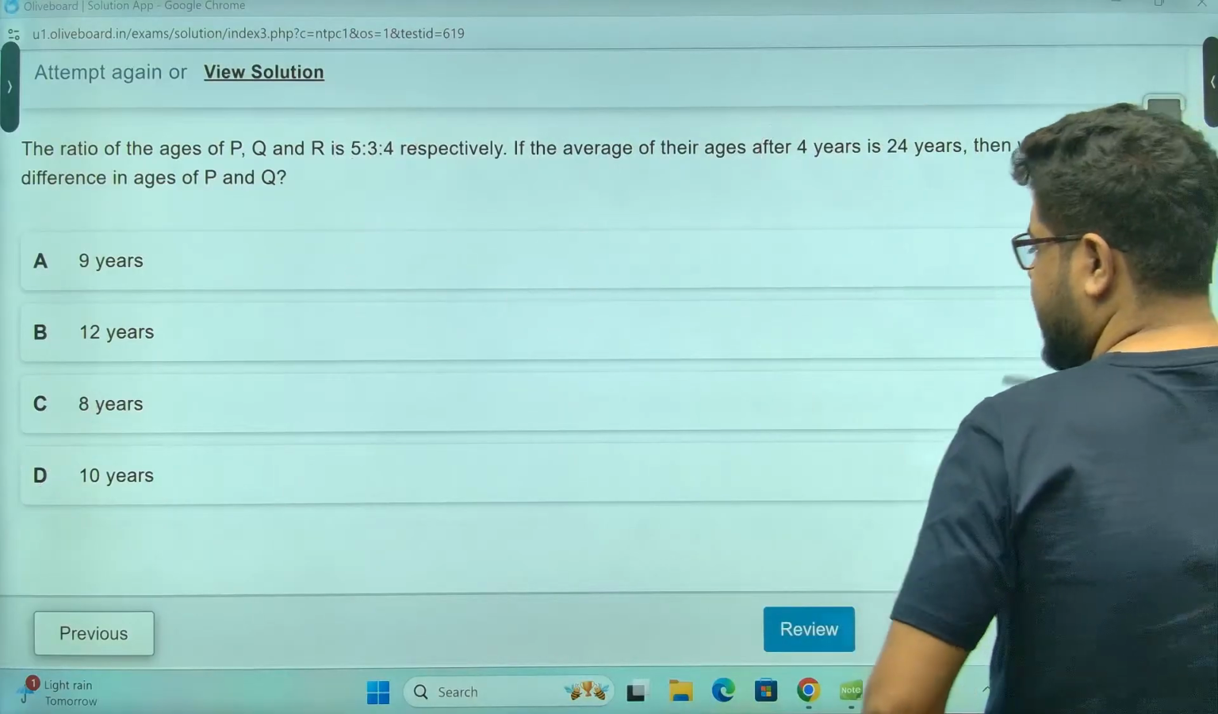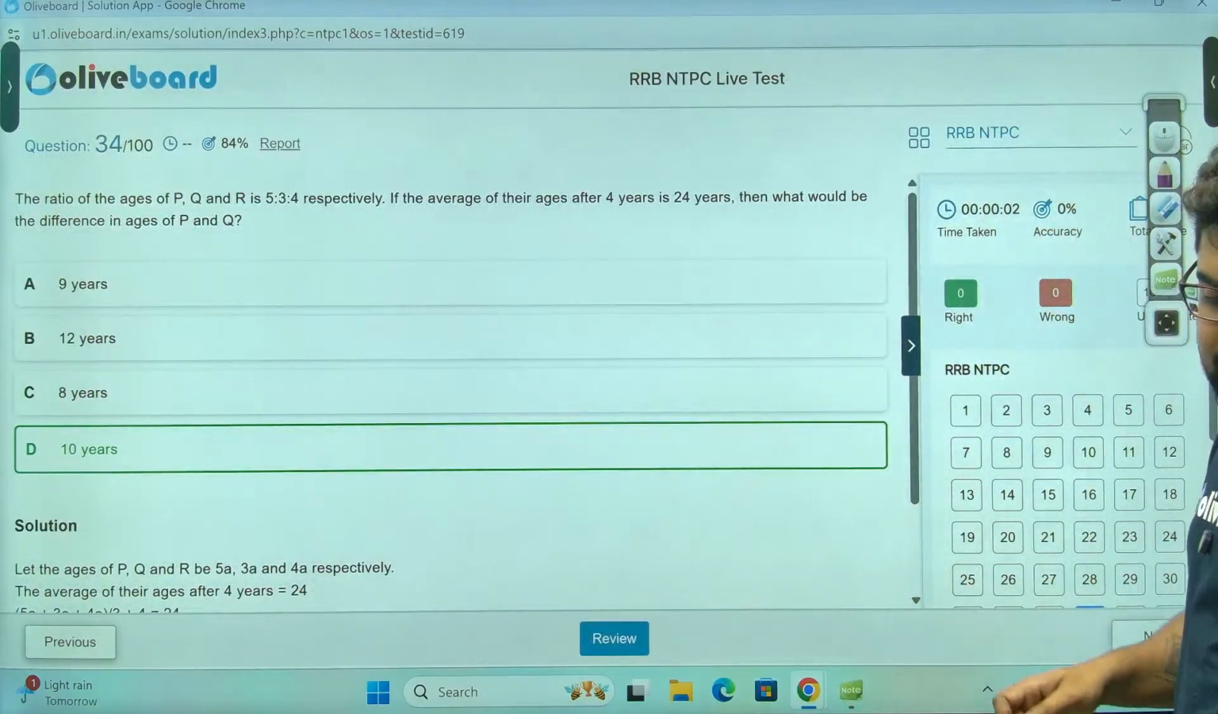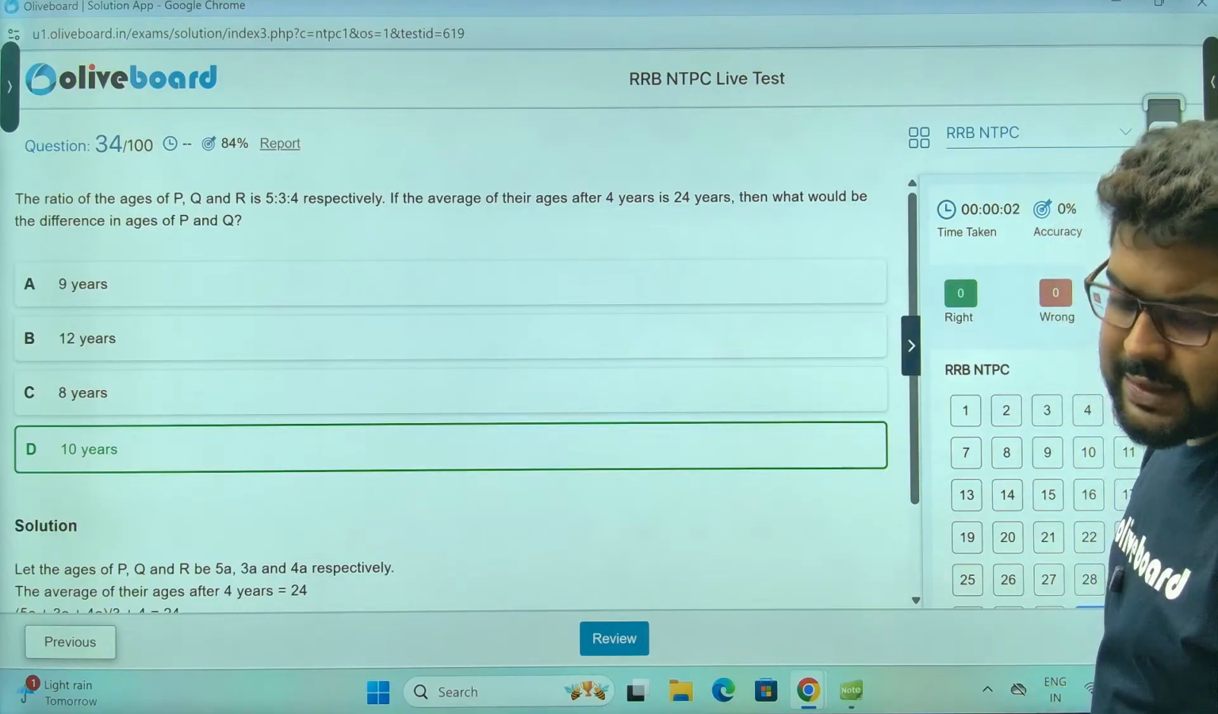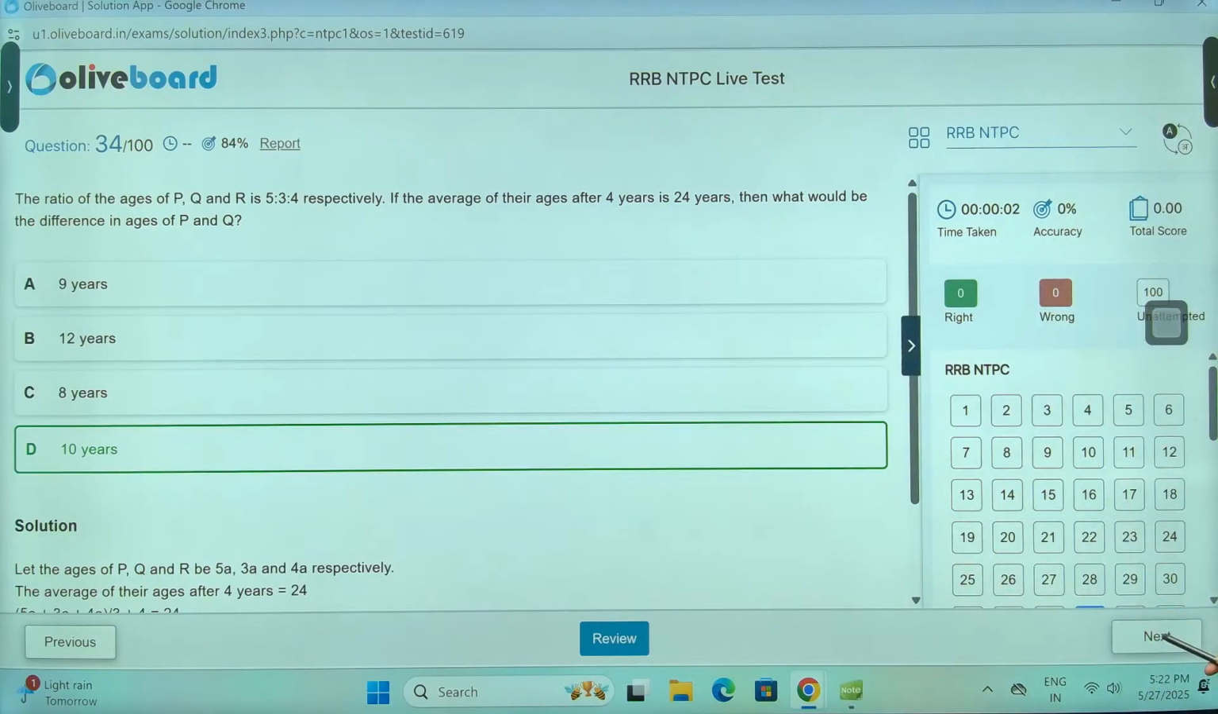Clear everyone again? Everybody clear? You see, it's all about approaches. This is all about approaches, sir. Yes, Reena, perfect.